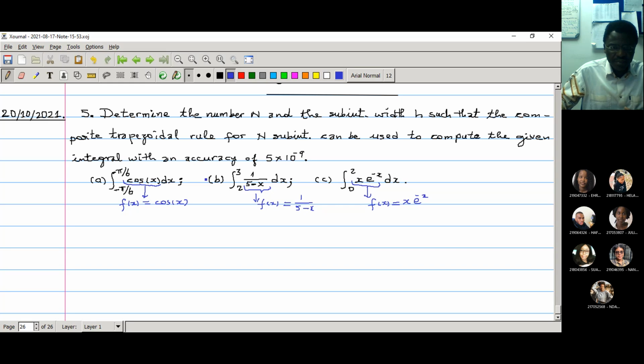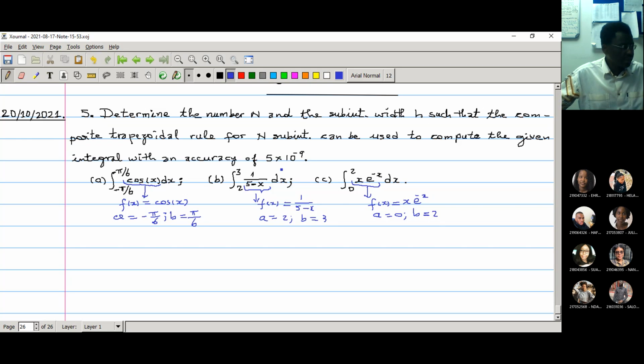And obviously you have a and b. So for the first one here, a is negative 5 by 6 and b is 5 by 6. A here is 2, b is 3. Here a is 0, b is 2. So you have all that you need to start and to perform the job. And this is our tolerance.